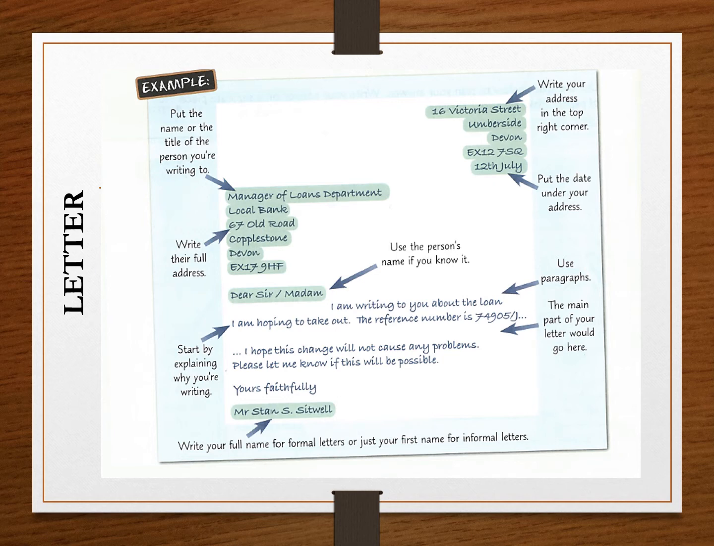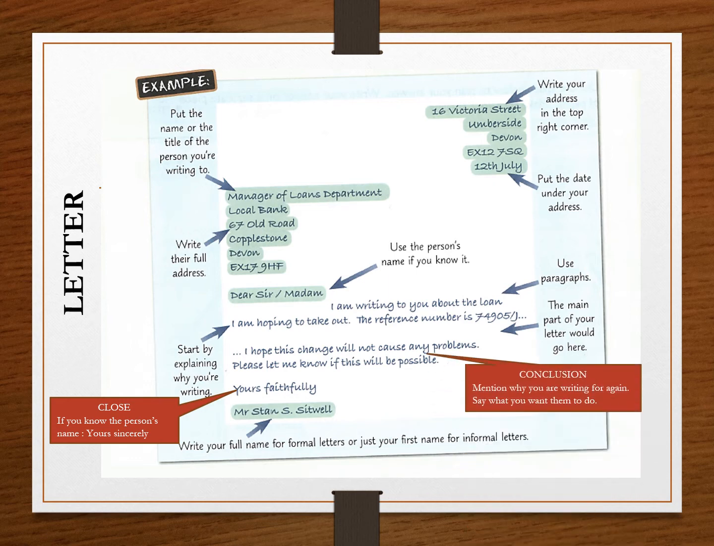Now remember that when you say dear Mrs Brooks, you have to use yours sincerely. Yours faithfully is only used when you say sir or madam. Surprise, surprise. So there's the introduction, why you are writing, the conclusion, why you were writing again, and say what you want them to do. Very importantly, in letters, you have to say what you want.